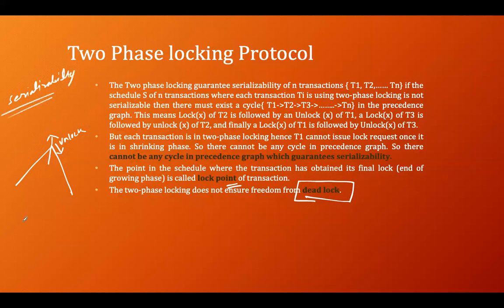So we have to make sure that serializability will be there for the n number of transactions. And this two-phase locking is ensuring the serializability. And if it is ensuring the serializability, my database should always be in a consistent state. But there is a problem of deadlock.